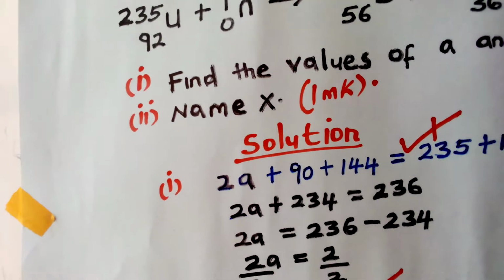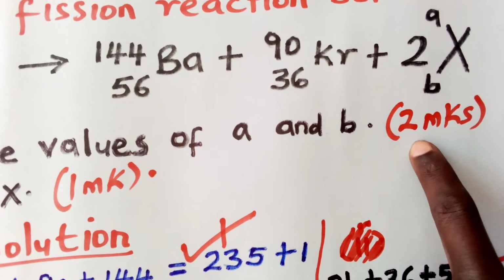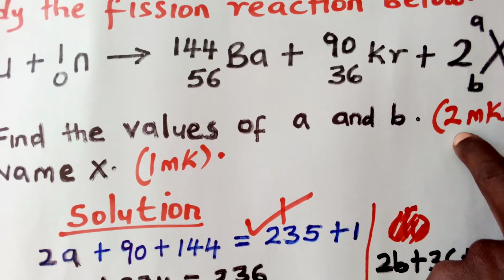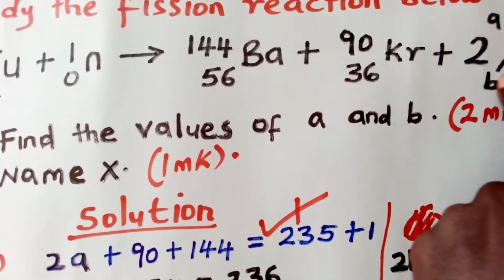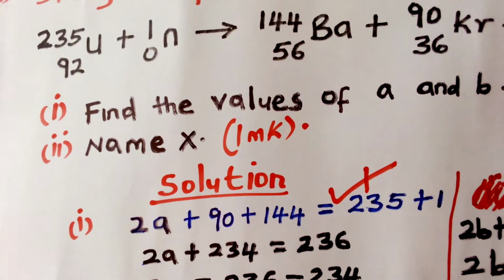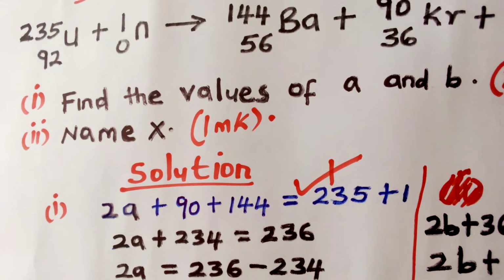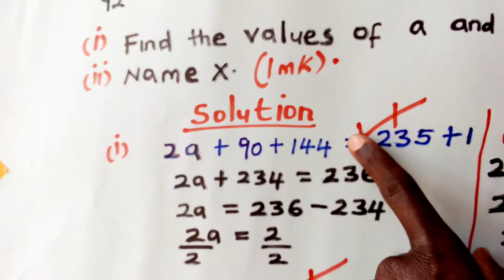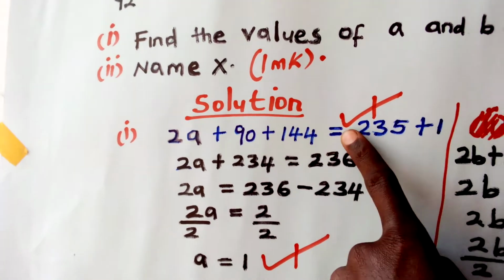How many marks were awarded here? There were 2 marks which were awarded. So how does the examiner divide these marks? How do you get all these marks? Remember, at the end of the day, you need to get all these marks. So we shall give a half a mark. Yes, remember these are 2 marks.